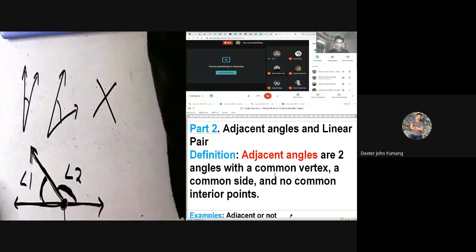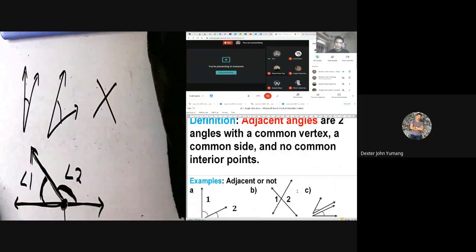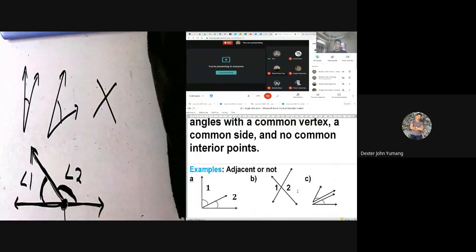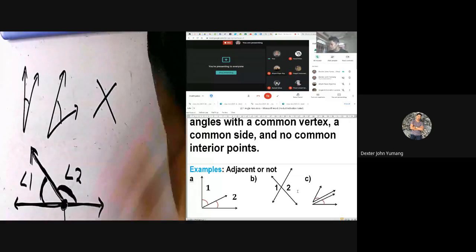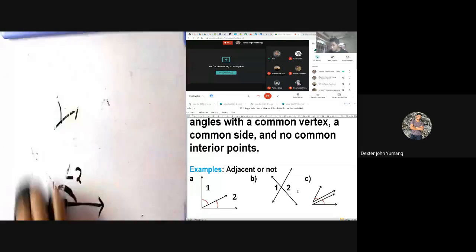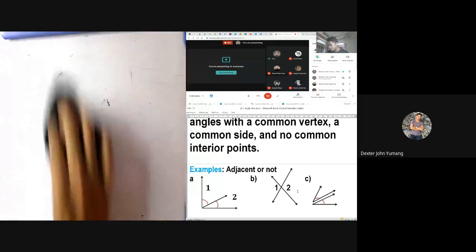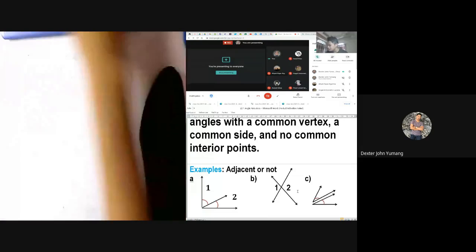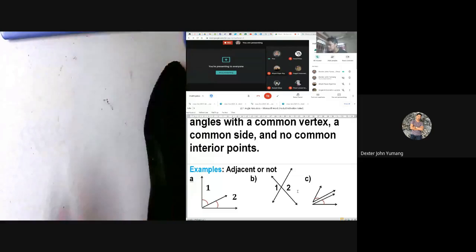Okay, now let's proceed to the next one. So this is an example of adjacent and not an adjacent. So take a look with the A, B, and C. So sa letter A, please type your answer. Is that an adjacent or not adjacent? You type yes if it is adjacent or not kapag hindi. Just on the chat box, please. For letter A. Letter A muna tayo. Is that adjacent? Yes or no? Yes kung adjacent, no kung not.